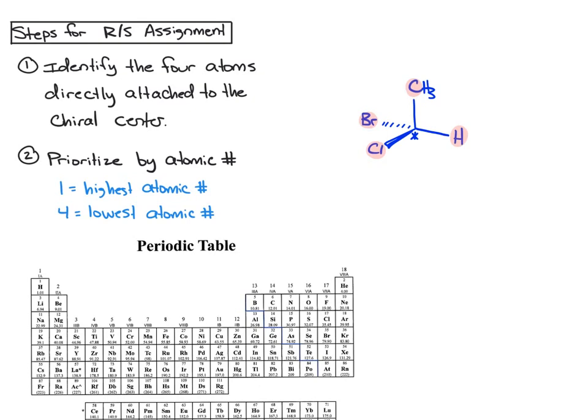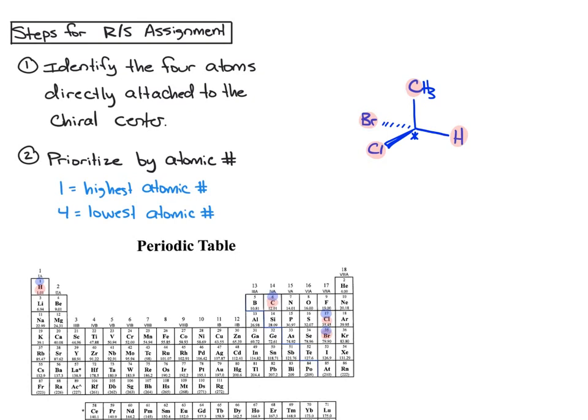And the atoms we're dealing with: hydrogen, carbon, bromine, and chlorine. And remember from general chemistry that we get our atomic numbers right from the periodic table. So hydrogen has an atomic number of 1, carbon 6, chlorine 17, and bromine 35.